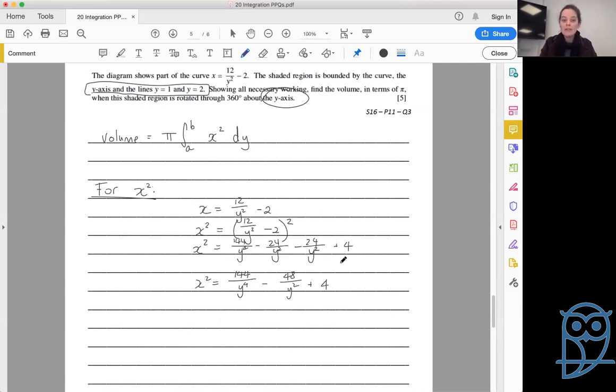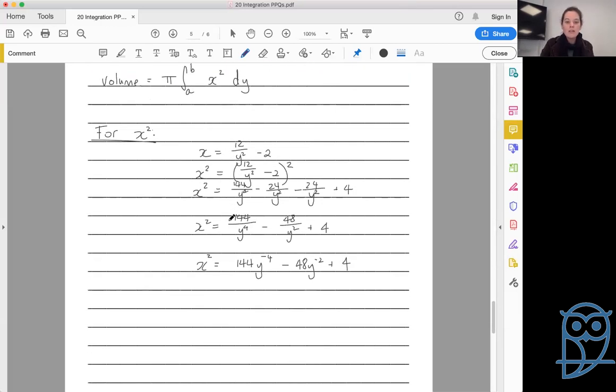We're heading into calculus. So it would be a whole lot more helpful if x squared equals 144 y to the minus 4, minus 48 y to the minus 2, plus 4. Because now each of those three terms is in calculus format. Each of them is now ready for that integration. Got our limits ready, got our x squared ready, so now we can do for volume.